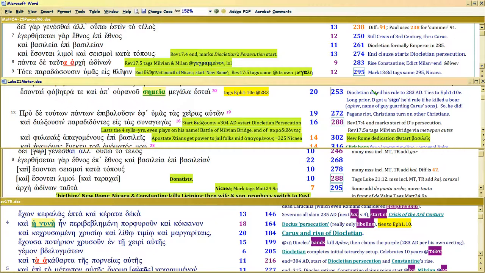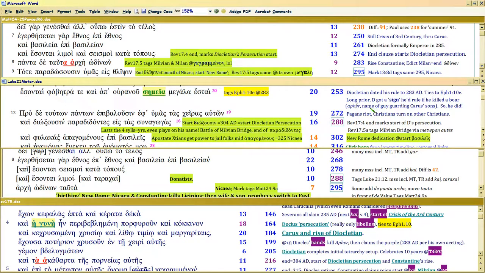So, 283. Now, here's what's really important about that and how you know it has to be God. Diocletian dated his own rule to 283. That's not his official rule. Okay? This is really important. Diocletian dated his own rule to 283. Specifically, November. Why? Because he got a sign from a gypsy that if he killed a boar, the name is Afer, which would be the name of the guy that was guarding Carus' sons, then he would become rich and famous. Well, that's what he did in 283. He killed a guy whose surname was Afer.